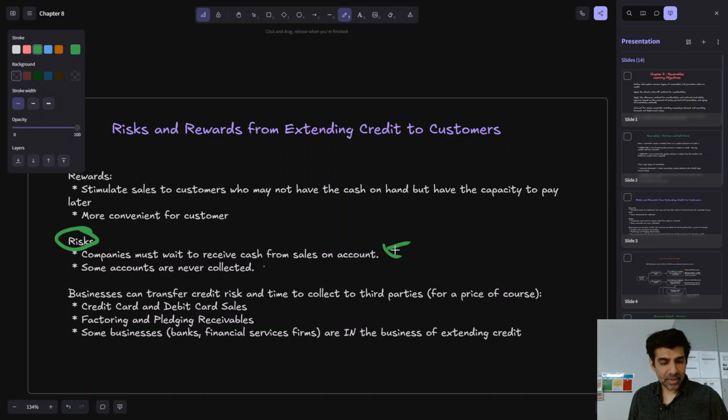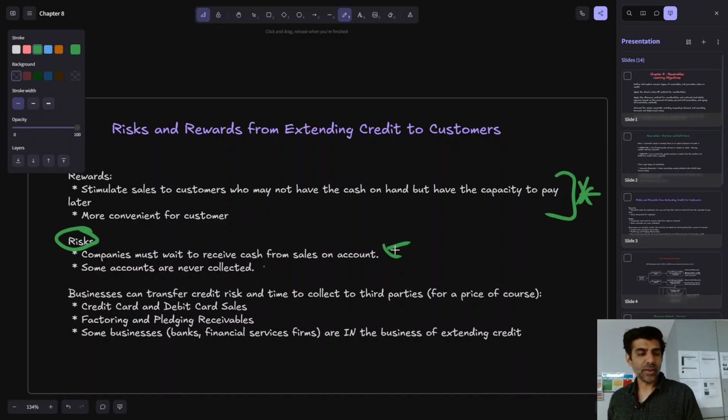And of course, some accounts never get collected. So you could potentially provide your goods or services and never get paid for them. Okay, so that's a downside. But most businesses extend credit, and so this benefit outweighs the risks for most businesses because they are discerning in who they extend credit to. They won't just give it to anybody. They'll make sure that it's a trading partner, someone that they've dealt with before and has kind of a consistent track record of paying them. So they'll try to manage this risk.